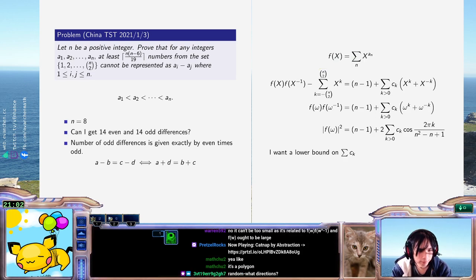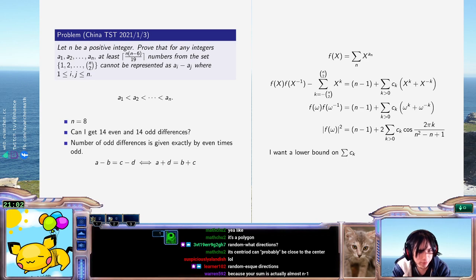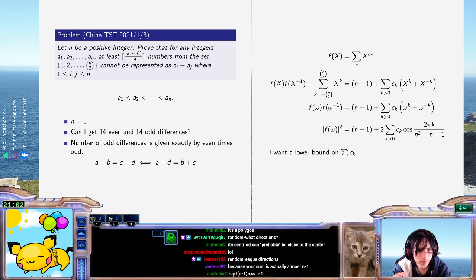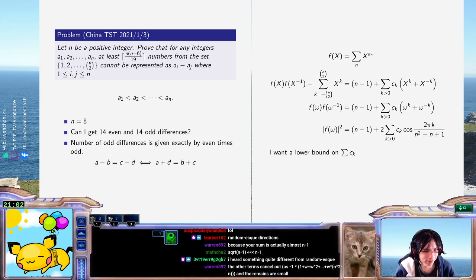Because your sum is actually almost n minus 1. Which sum? No, this is squared, right? I didn't drop a square root or something, right? But I don't see any reason why this thing can't be about square root n minus 1. I definitely said random-esque. I don't know which. The other terms cancel out. I don't understand.